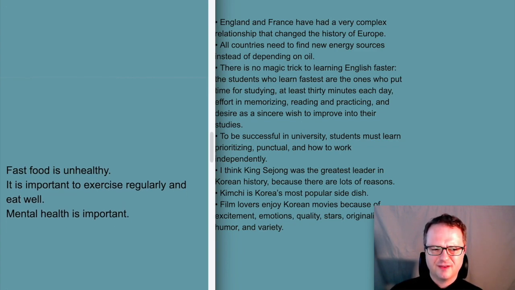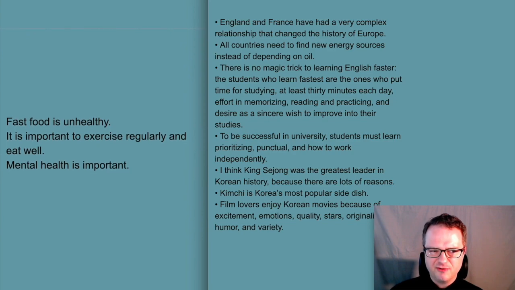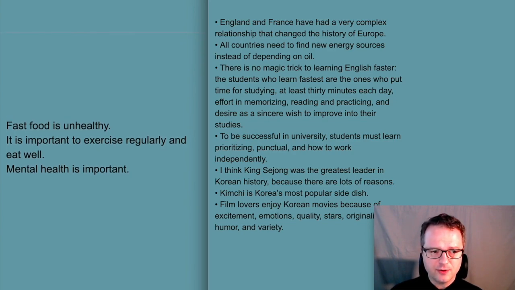Well, of course it's important. Of course it's important to exercise regularly and eat well. Of course fast food is unhealthy. These are not topics where you need to persuade your reader. So your reader might kind of get bored on a topic like this.